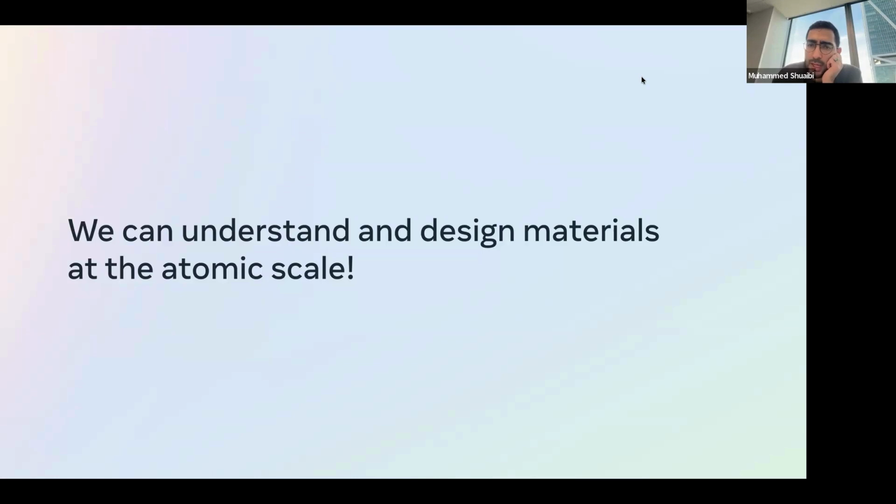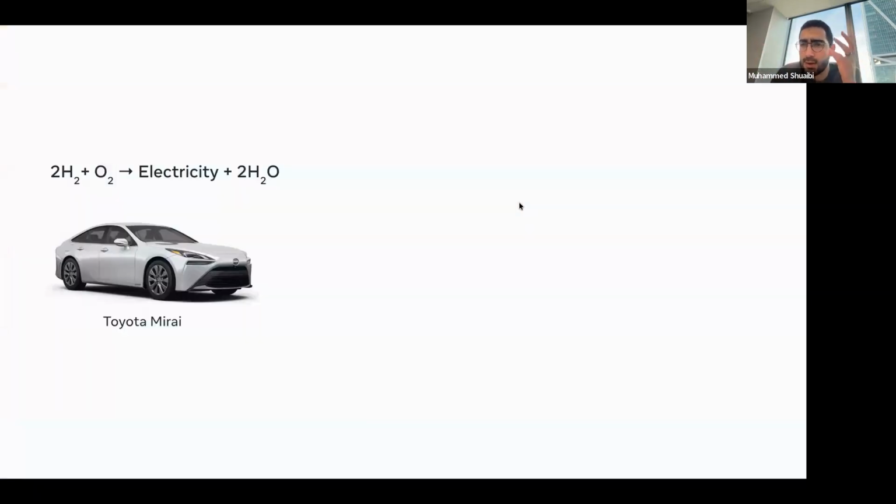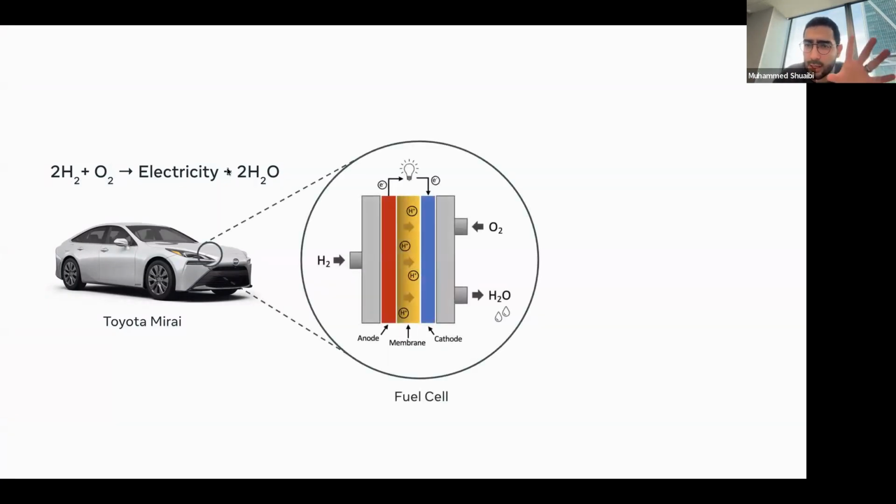But one thing we've been doing is studying this at the atomic scale. And to give you a sense of what that looks like, I'm going to give you an example of a Toyota Mirai. This is a fuel cell car made by Toyota. The idea there is you have hydrogen and oxygen, and it produces electricity, and that electricity is what makes the car move. So how exactly does that work? Let's take a closer look.